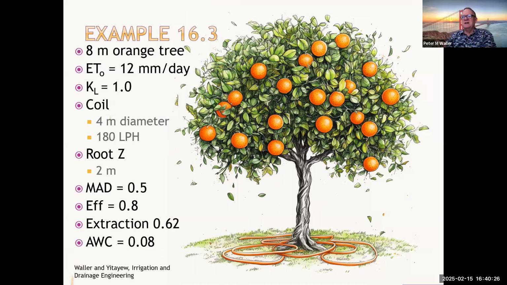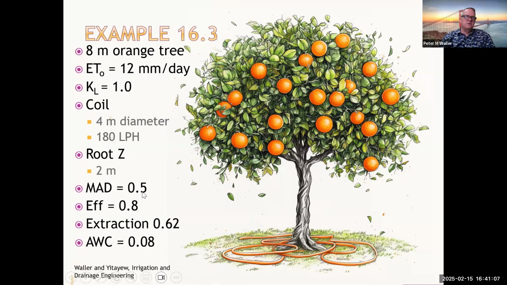But I think AI did a pretty good job of making the relative sizes of the 8-meter canopy and the 4-meter diameter coil. So not complaining. I was pretty surprised that they were able to do this. But anyway, in this case, we have an 8-meter diameter orange tree. Reference ET is 12. The crop or species coefficient is 1. We have an individual tree, so density and microclimate factors are 1. It's a coil, and the coil has a 4-meter diameter, total flow rate 180 liters per hour. So we can just treat it like an individual emitter with those flow and dimensions.